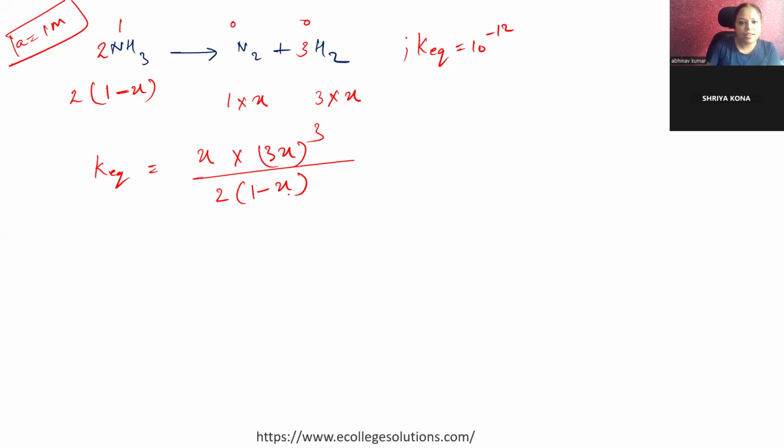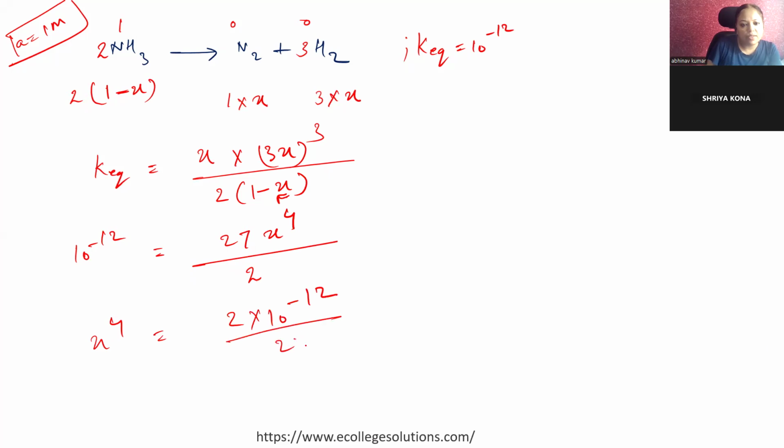It will be equal to x times (3x) whole cube over 2 into (1 minus x). Yeah, so I'm doing that basically, and I know you are doing it too. It will be 3 to the 9th, or 27, x to the power 4 over, you can assume it as 0, so the entire value will be equal to 2. Right? If it would be 3, the situation would be nice, but that's okay. Then x to the power 4 is equal to 2 times 10 to the power negative 12 over 27. Right?